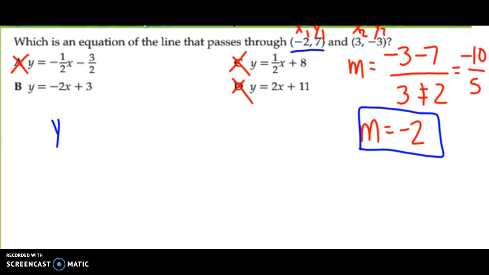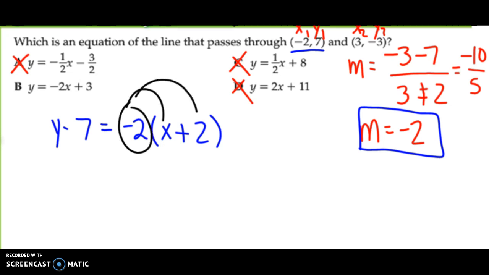So it's going to be y minus 7 is equal to -2 times the quantity x minus a -2. Minus a negative, I changed it to adding 2. I hope that's okay. You didn't miss that. So now that I have this, I take -2 and I distribute it right here. So y minus 7 is equal to -2x minus 4. -2 times 2 would be -4.